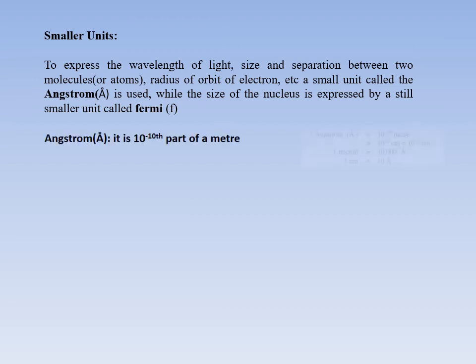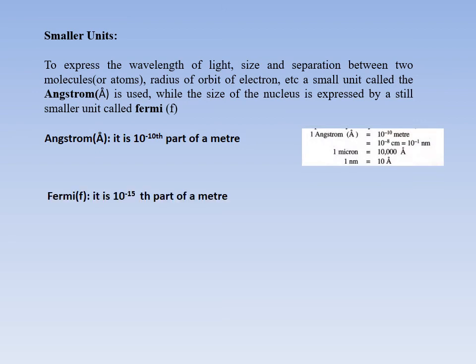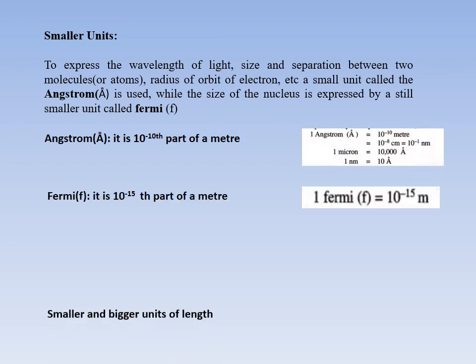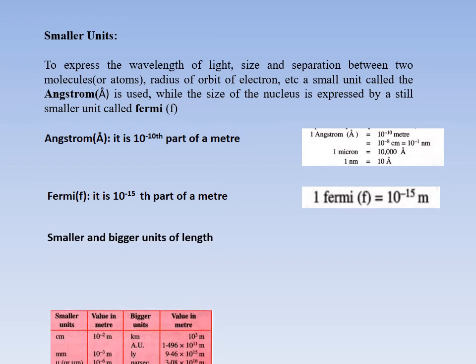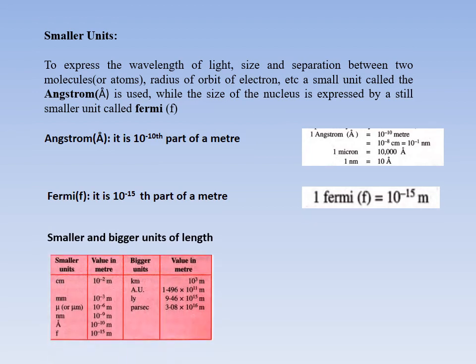Angstrom, it is the 10 to the power of minus 10th part of a meter. Fermi, it is a 10 to the power of minus 15th part of the meter. Let's see the table for smaller and bigger units of length.